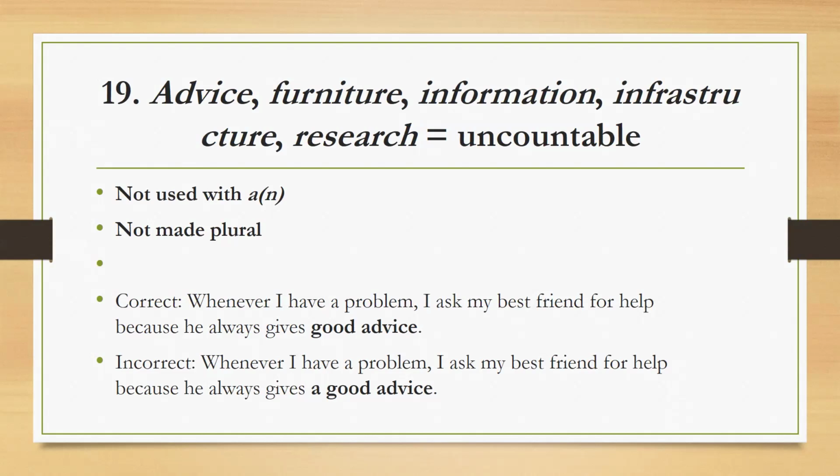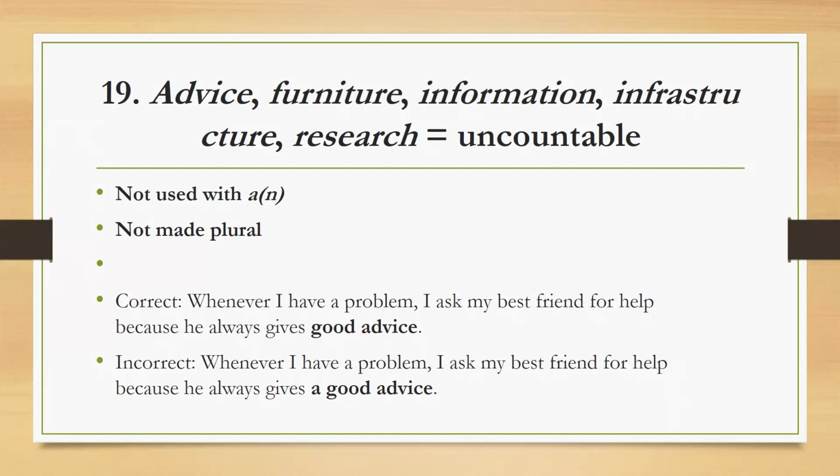So the correct sentence: whenever I have a problem, I ask my best friend for help because he always gives good advice. But where there are many people giving the advice, I almost said the advices, you will see pieces of advice, but never advices. It would be wrong to say, whenever I have a problem, I ask my friend for help because he always gives a good advice.